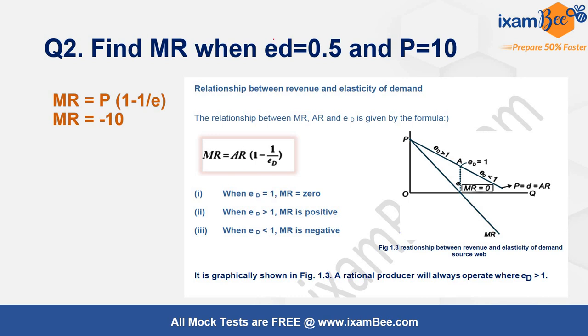Next, what is the marginal revenue when elasticity of demand and price is given to you? This is the formula that is used. This is there in our notes also, that marginal revenue is equal to average revenue times 1 minus 1 by ED, and average revenue is nothing but the price. So you just had to plug in the numbers to get the right answer for marginal revenue.